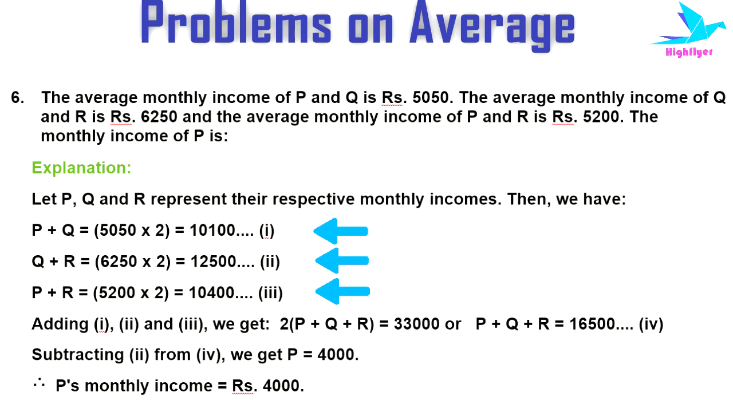Then we'll add all the three equations 1, 2 and 3 and we get 2 into (P plus Q plus R) equals 33000, or P plus Q plus R equals 16500. Now as we have to find P's income, let's subtract equation 2 from equation 4, because equation 2 contains the value of Q plus R. If we subtract it from the equation which contains P plus Q plus R, we'll get the value of P, which gives P equals 4000. So P's income is rupees 4000.